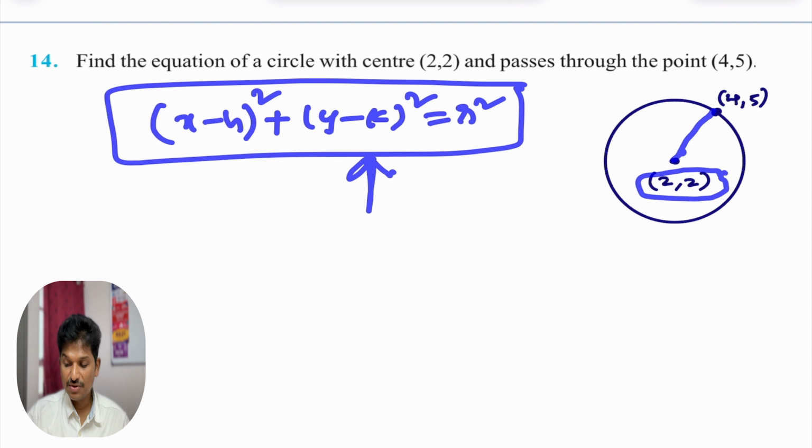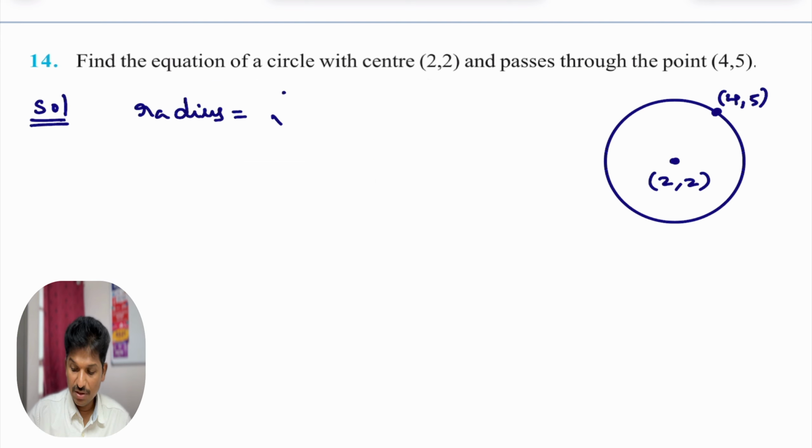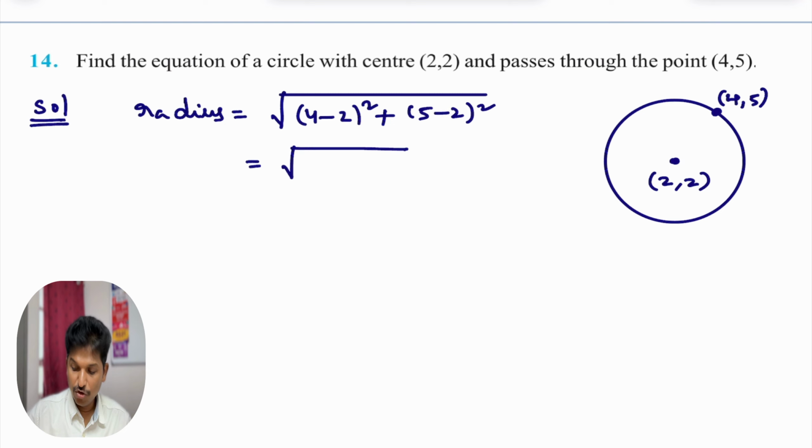We know that the distance from the center to any point on the circle is the radius. Here the circle passes through (4, 5), which is given. If you calculate the distance between these two points, you will get the radius. Use the distance formula: radius = root of (4 minus 2) whole square plus (5 minus 2) whole square. 4 minus 2 is 2, 2 squared is 4; 5 minus 2 is 3, 3 squared is 9. So the radius is root 13.